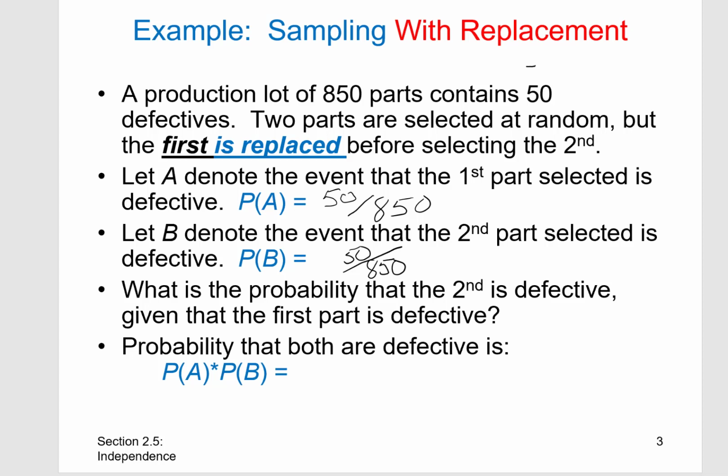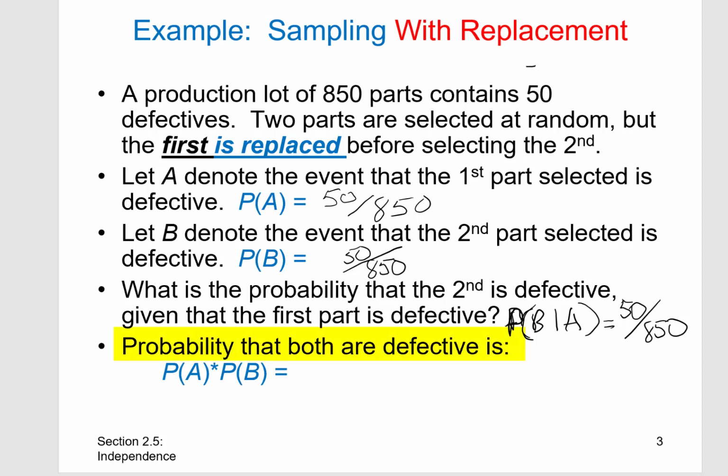What's the probability that the second is defective given that the first one selected was defective? In other words, the probability of B given A. Well, not using formulas, thinking about the situation, what's the probability of B given that A occurred? Well, given that A occurred doesn't affect B at all because we put that defective part back. So the probability of B given A is just 50 over 850.